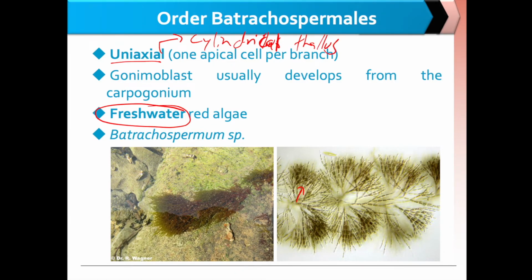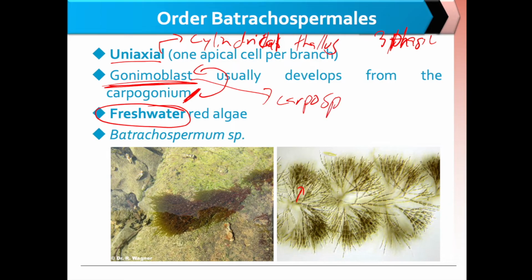Just like in your Acrocatinales, your Batrachospermales also has a triphasic life cycle. So, katulad din ni Acrocatinales, they form gonimoblast from your carpogonium. So, carpogonium magpo-form ng gonimoblast. Gonimoblast magpo-form ng the full-fledged carposporophyte. Ang representative species natin dito is your Batrachospermum sp. So, ito siya, no, sa freshwater habitat.